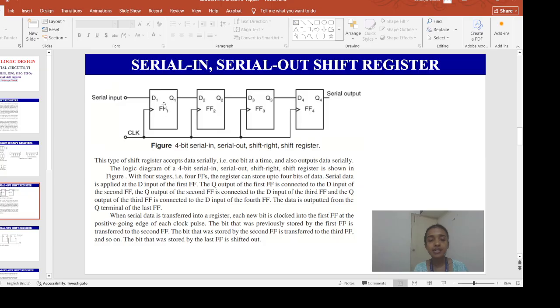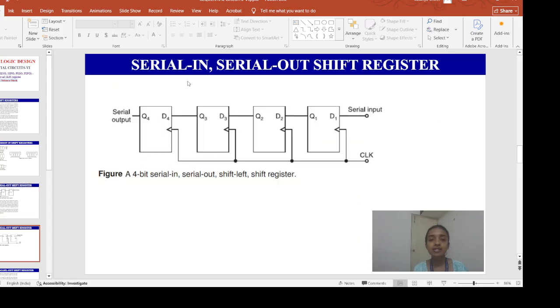The bit that was previously stored by the first flip-flop is transferred to the second flip-flop, provided the positive going edge of the clock pulse is active. The bit that was stored by the second flip-flop is transferred to the third flip-flop, and so on. And the bit that was stored by the last flip-flop is shifted out.